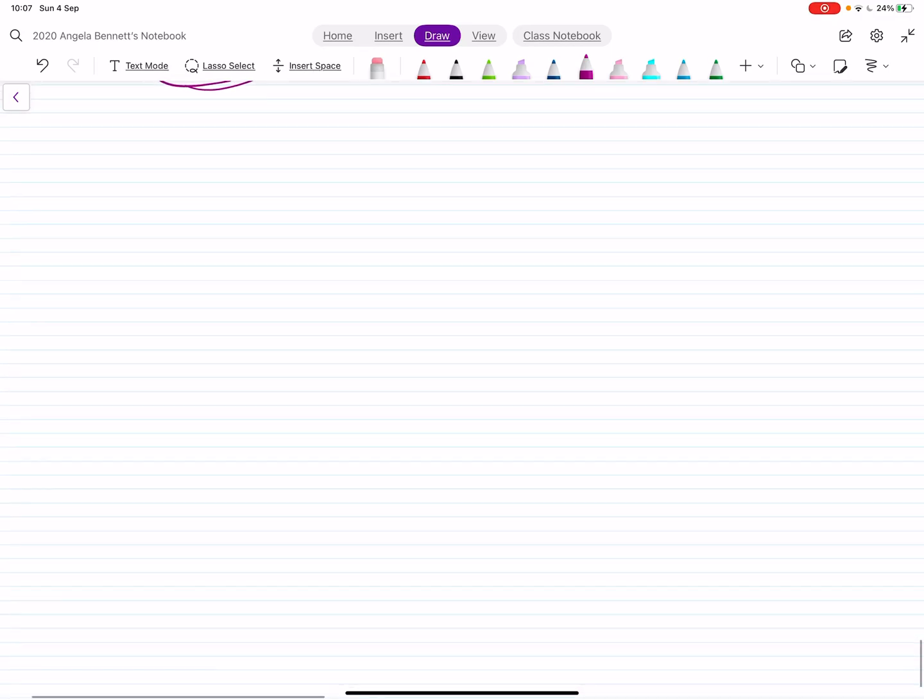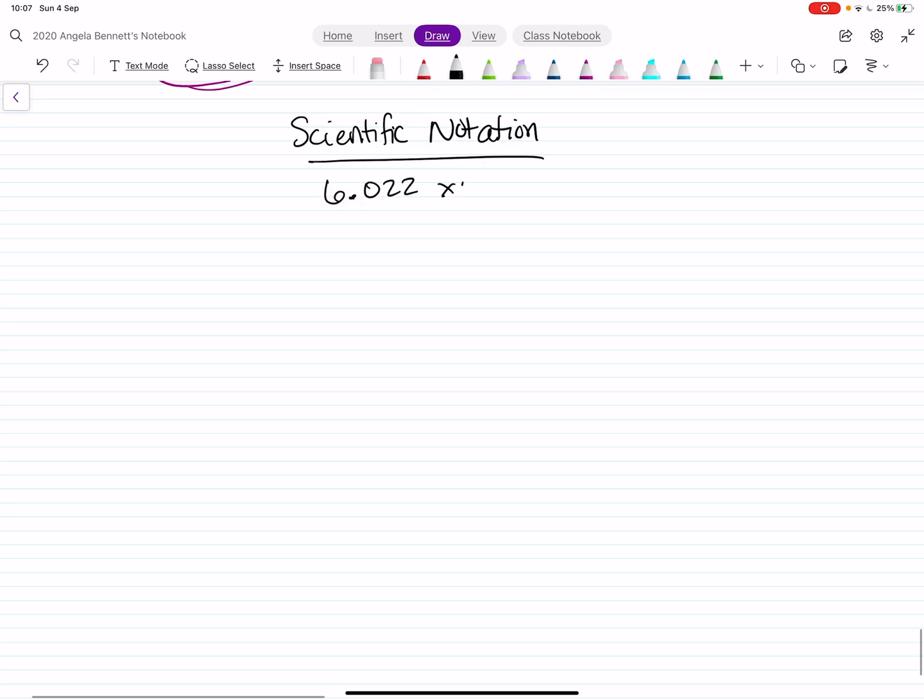Today we are going to talk about scientific notation and how to properly write it. Now, one of the big misconceptions when kids see scientific notation, I will give you an example, this number here. It's a very important number in chemistry and you'll learn more about that later in the year.